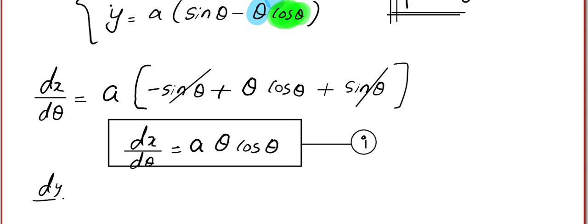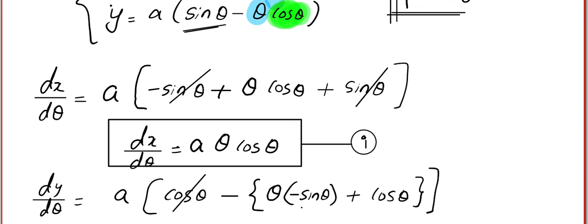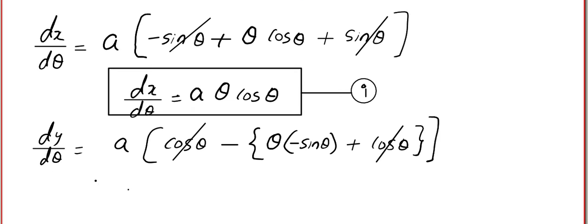Now tell me, what is dy by d theta? A into sin theta differentiated gives us cos theta minus a small bracket. What is the derivative of theta into cos theta? Theta into minus sin theta plus cos theta into 1. So cos theta and this cos theta will get cancelled. We get dy by d theta is equal to a theta sin theta.